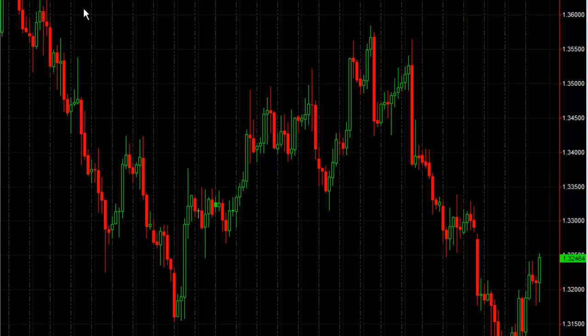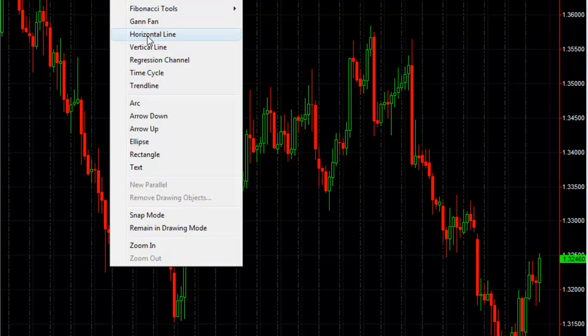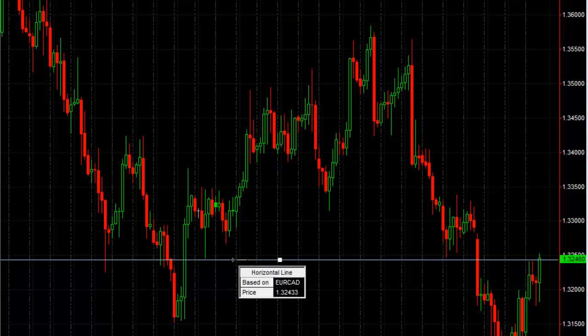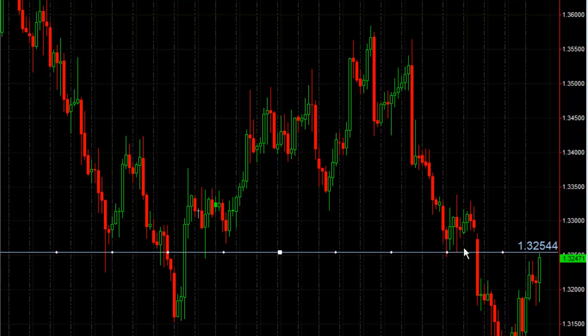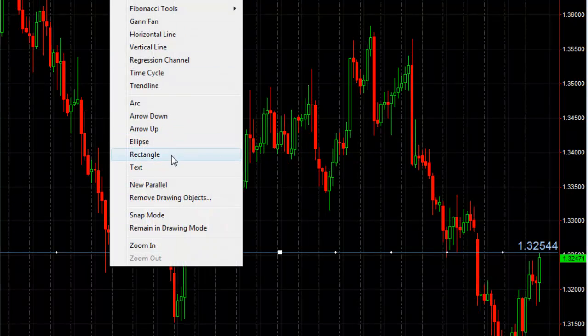Our 4-hour chart gave us a decent price point, which was 1.3245-ish area, and between 4.5 and 5.4 we had a lot of wicks, a lot of 4-hour wicks. Let me count them for you.